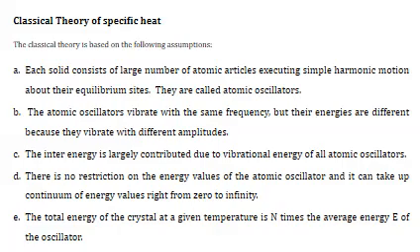The total energy of the crystal at a given temperature is N times the average energy E of the oscillator. So what will be the total energy of the crystal at a given temperature? It should be N times the average energy E of the oscillator. N means the number of atoms. So if there are 100 atoms, it is 100 times the average energy. If there are 1000 atoms, it is 1000 times the average energy. That will be the total energy of the crystal. So these are the basic assumptions in the classical theory of specific heat capacity.